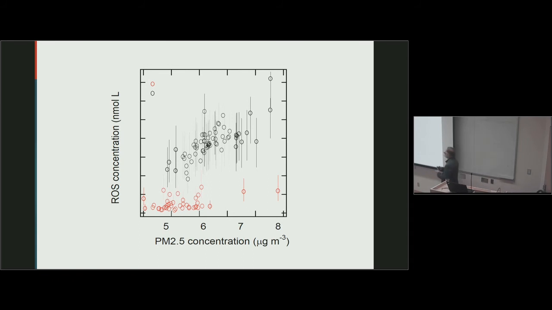So one of the next projects we're going to do is relate these ROS predictions to mortality to see if the ROS curve is actually much more linear. That is, the PM2.5 mass is an indicator of pollution and an indicator of toxicity, but it may not be the most appropriate indicator in every location.